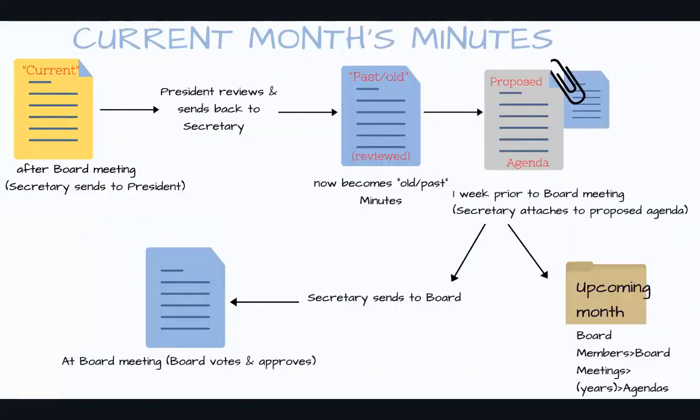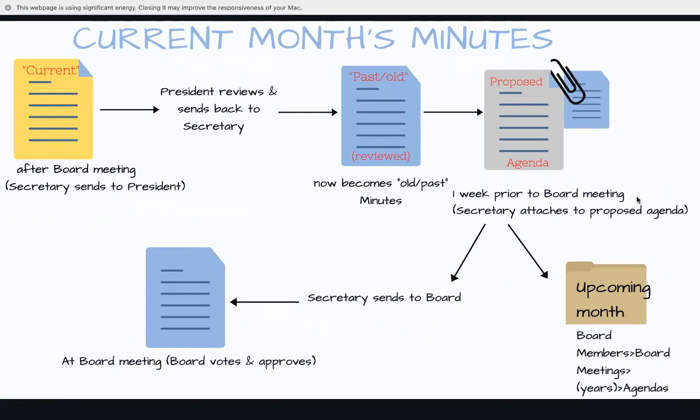This is just a quick flow chart explaining how to handle minutes. As you can see on the upper left, we have a current set of minutes that were made. So let's say we just had a meeting in the month of April. We'll refer to these as our current minutes. After that April board meeting, you're going to send it to the president and the president will review it, make any corrections, and send it back to you. These April minutes are now considered past, old, or reviewed minutes.